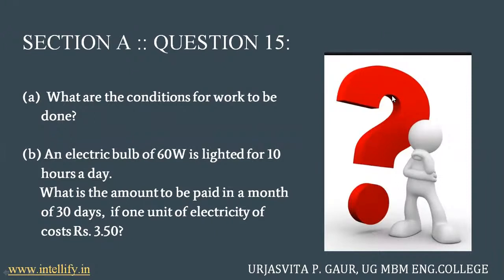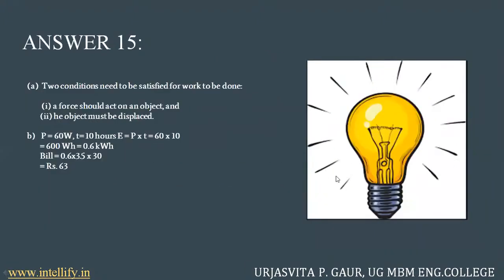The last question of this module says, what are the conditions for work to be done? And then in the B part, you have a numerical that says an electric bulb of 60 watts is lighted for 10 hours a day. What is the amount to be paid in a month for 30 days if 1 unit of electricity costs 3.50 rupees? So in the first case, the conditions that necessarily have to be satisfied for the work to be done are: A, the force should act on an object, and B, the object must be displaced.